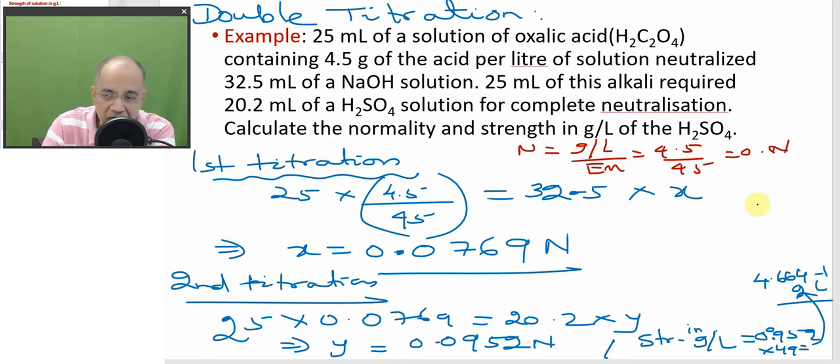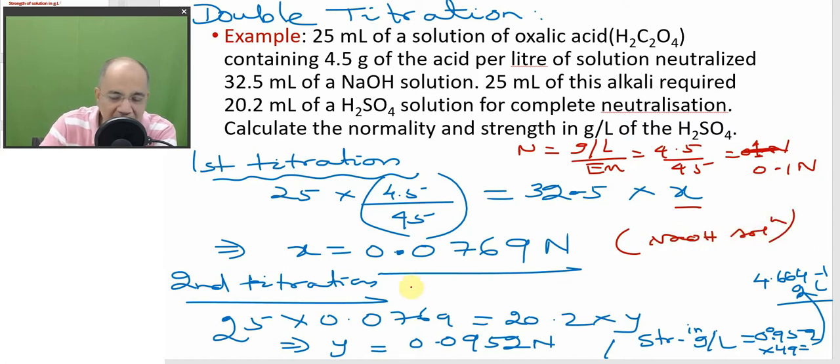So V1N1 is equal to V2N2. 25 into 0.1, the oxalic acid solution has a normality 0.1, is equal to 32.5 into X. So you get X, the normality of NaOH solution. So once you know the accurate normality of NaOH, that means NaOH solution has been standardized. Then use the same solution immediately to titrate with the given sulfuric acid.